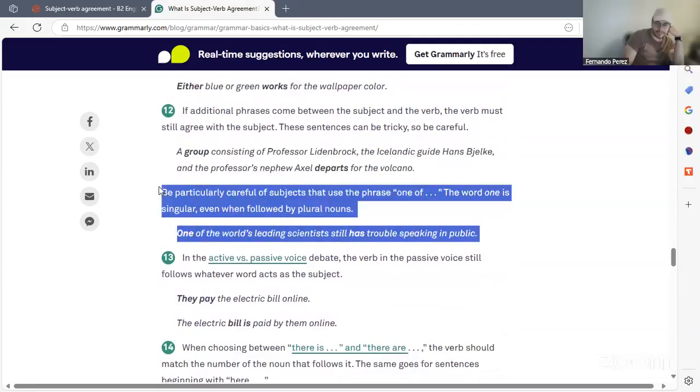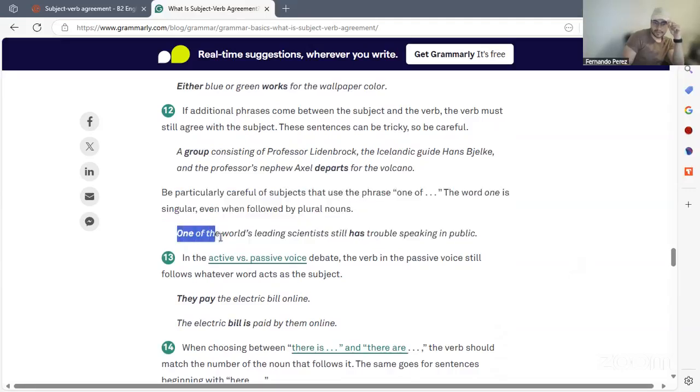This one is very tricky. I have issues with this one sometimes. Read this part. Be particularly careful of subjects that use the phrase one of. The word one is singular, even when followed by plural nouns. One of the world's leading scientists still has trouble speaking in public. Every time you say one of the, you need to use singular verbs.